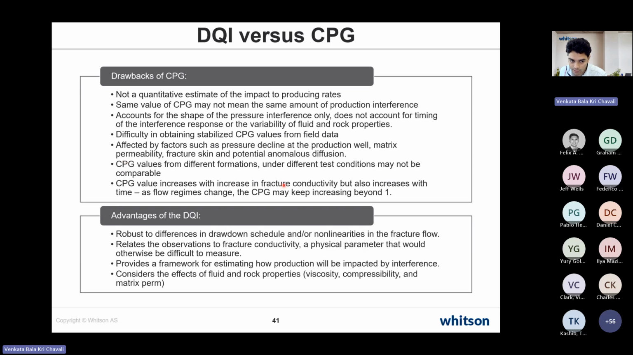And it also increases with time. As the flow regimes change, CPG may increase beyond that one value that we initially capped it at. So that's the point where you start ignoring that value.